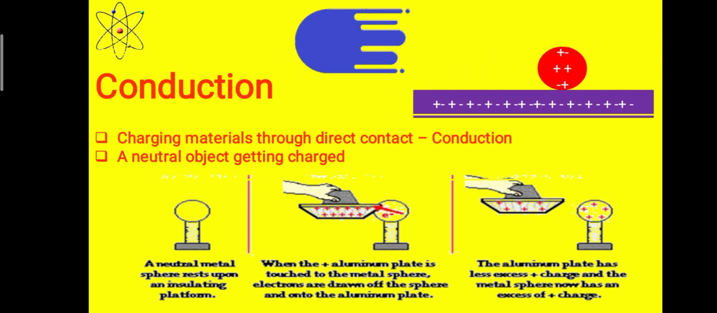Here is a pictorial representation. By observing keenly, we can understand in a better way. The first sphere doesn't have any charge and is in a neutral position. When a charged aluminum plate comes in contact with the sphere, it gets charged and electrons are shared. Due to this, the sphere got charged by the conduction method.